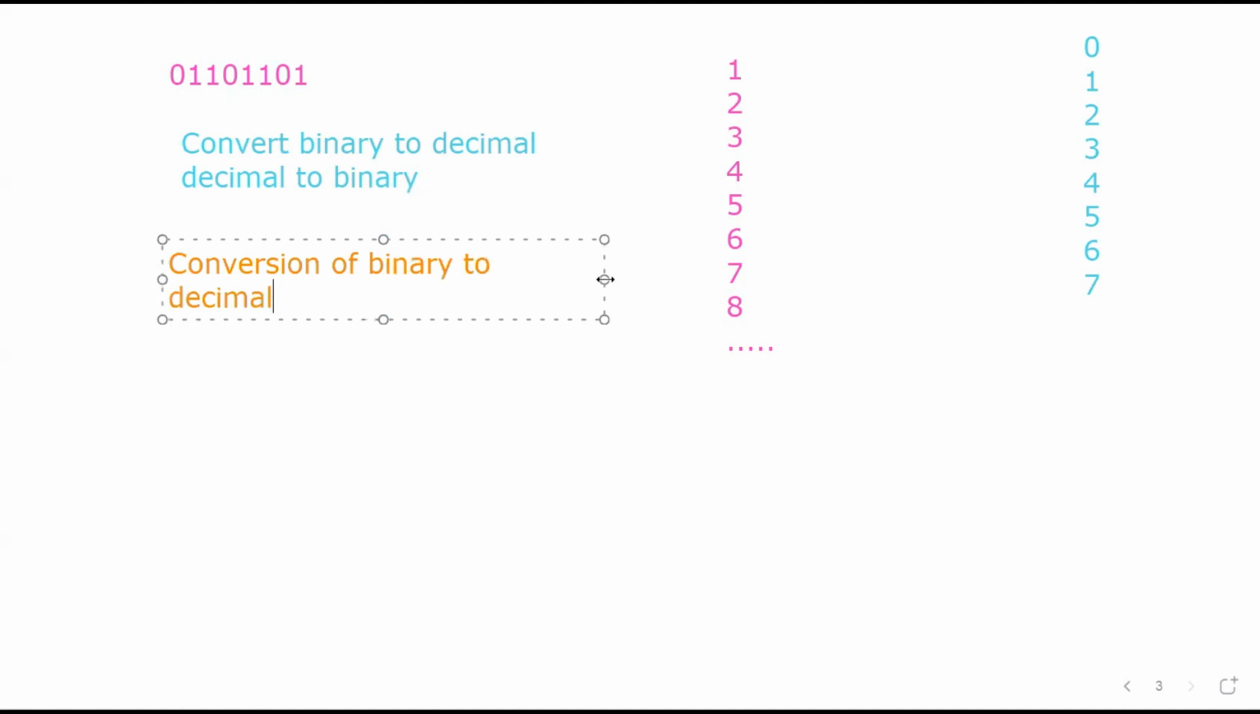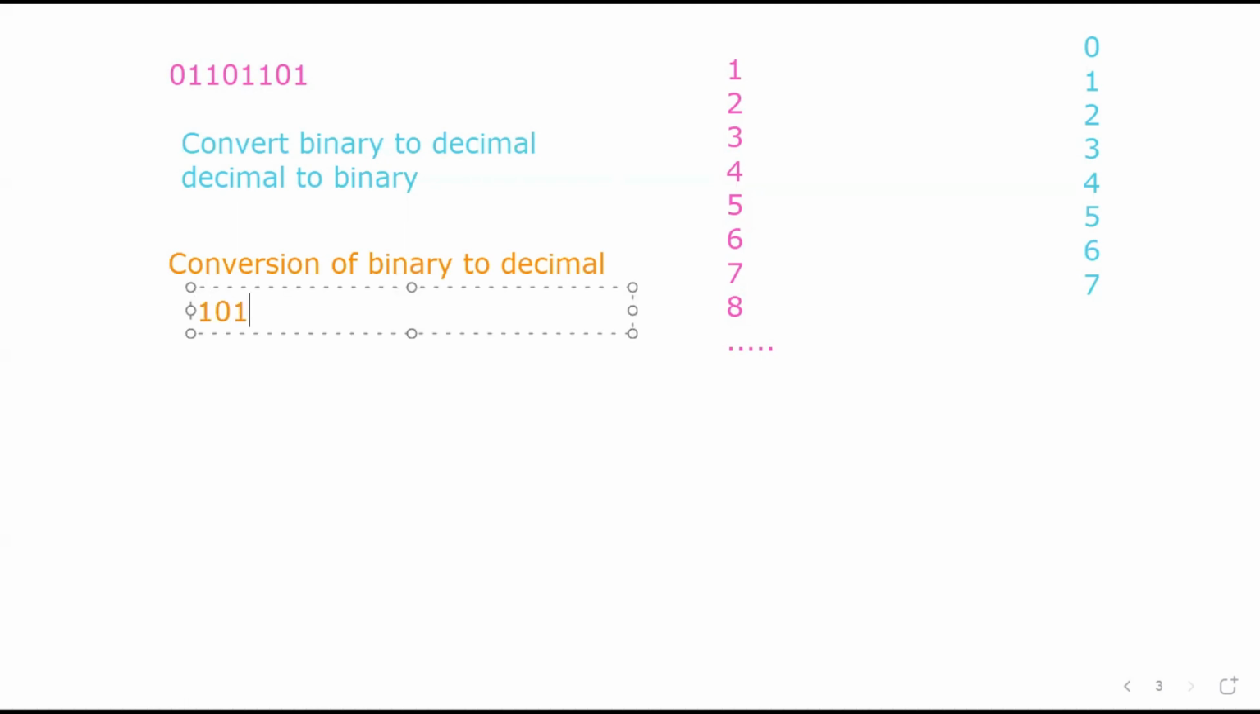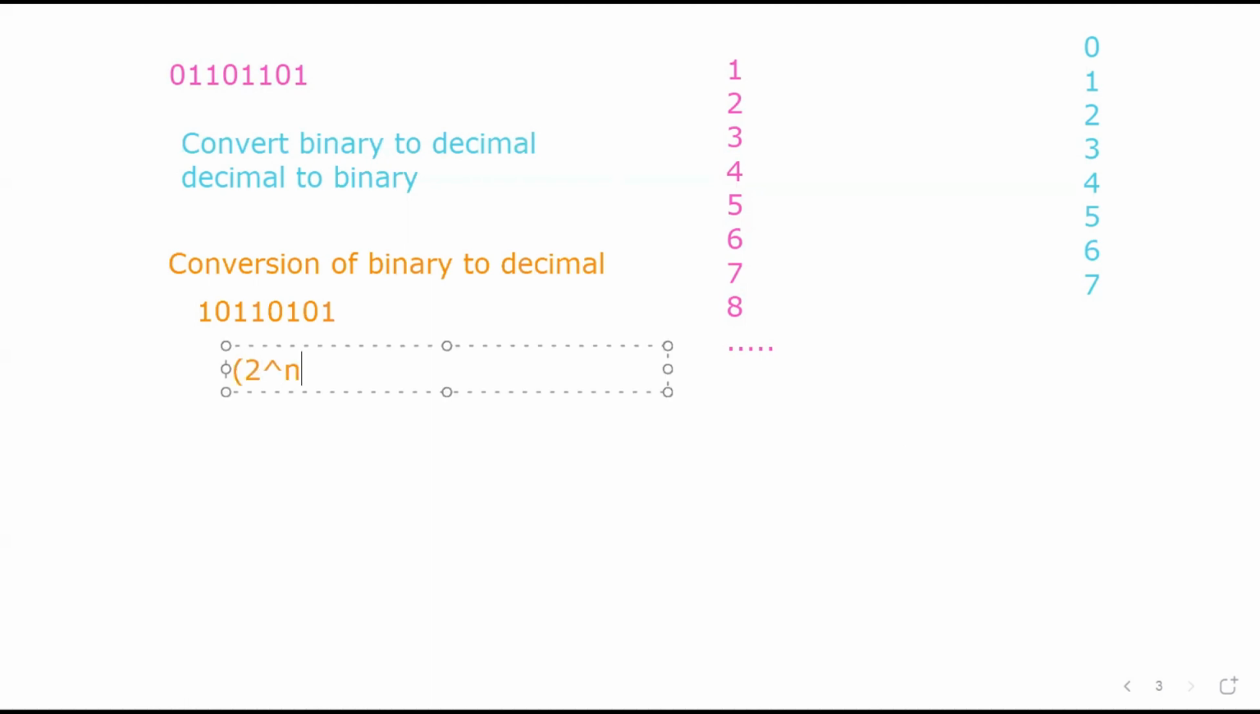We have a formula to do this. Our language starts with 0, 1, 2, 3, 4, and we know it has 8 bits. So start with this: 1, 0, 1, 1, 0, 1, 0, 1. The formula is 2 to the power n multiplied by our bit. Let me start.